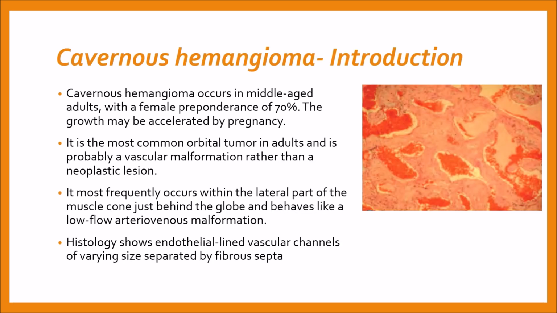Now, cavernous hemangiomas occur in middle-aged adults with a female preponderance of 70%. The growth may be accelerated by pregnancy. It is the most common orbital tumor in adults and is probably a vascular malformation rather than a neoplastic lesion. Although it may develop anywhere in the orbit, it most frequently occurs within the lateral part of the muscle cone, just behind the globe, and behaves like a low-flow arteriovenous malformation.